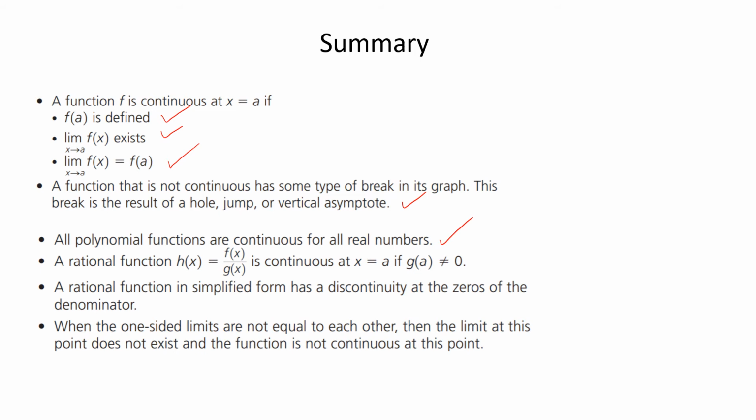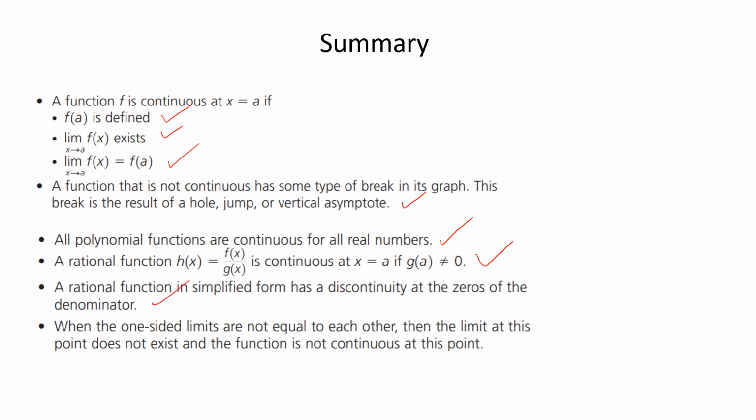A rational function h(x) equals f(x) over g(x) is continuous at x equals a if g(a) does not equal 0. So for g(a), one of the questions was where the denominator is x minus 2 and x equals 2. So when you plug in 2, as soon as the denominator is not defined, it is discontinuous. So therefore our g(x) has to be defined, which we did in the questions. A rational function in simplified form has a discontinuity at the zeros of the denominator, which we did before.